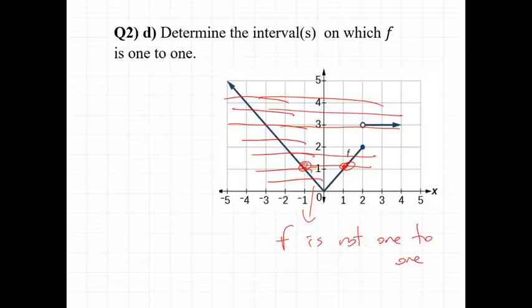But it depends on what you choose here. For this interval, if you choose minus infinity to infinity, then you can choose this line, and you can see it's not 1 to 1. So it's not 1 to 1 on minus infinity to infinity.